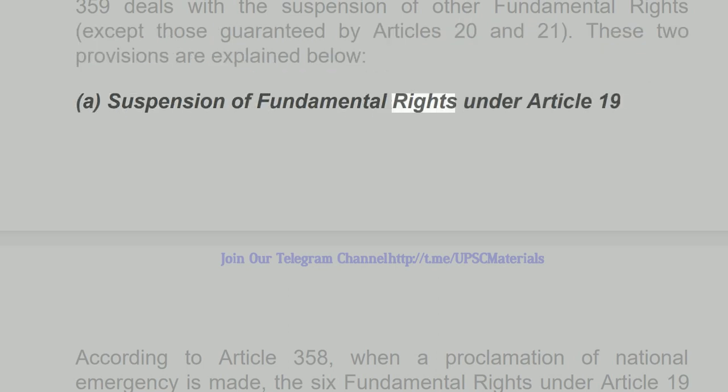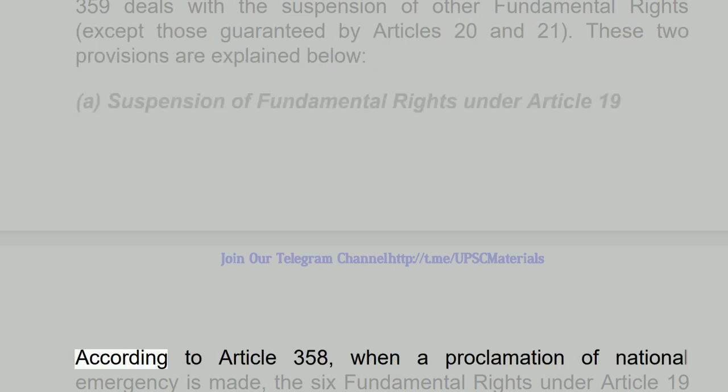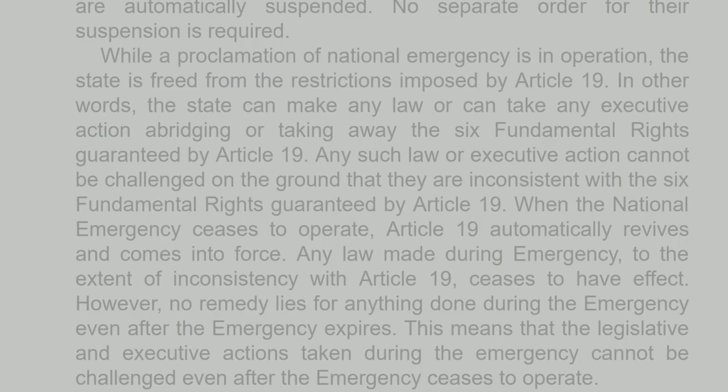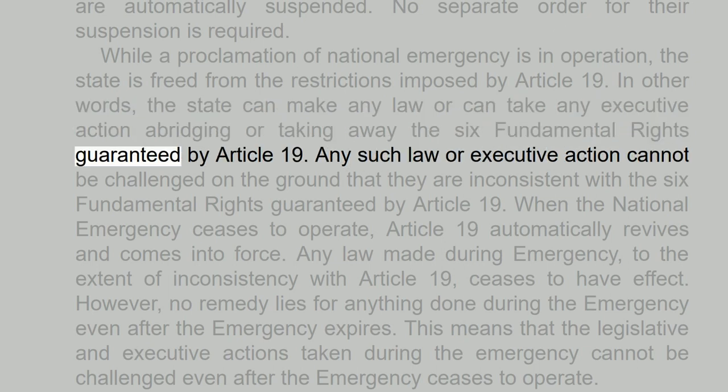Suspension of fundamental rights under Article 19. According to Article 358, when a proclamation of national emergency is made, the 6 fundamental rights under Article 19 are automatically suspended. No separate order for their suspension is required. While a proclamation of national emergency is in operation, the state is freed from the restrictions imposed by Article 19. In other words, the state can make any law or can take any executive action abridging or taking away the 6 fundamental rights guaranteed by Article 19.